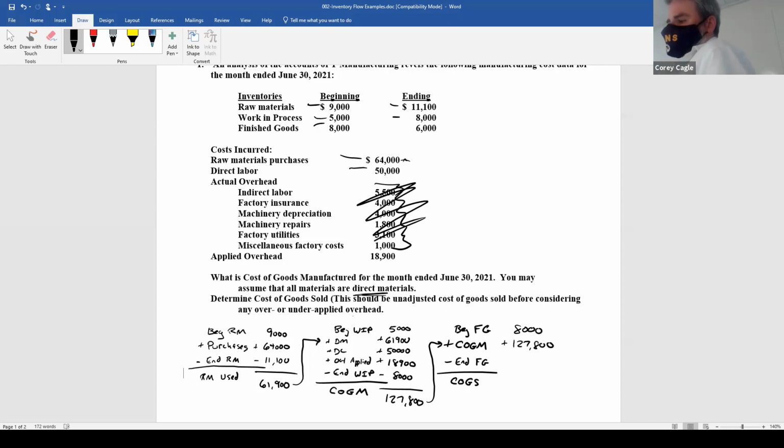Total cost of goods available for sale, if you added those up. Subtract what you didn't sell. And you're left with the cost of the things you did sell. 8,000 plus 127,800 minus 6,000 is 129,800. All right, so real easy, real important. Questions? No questions. That's a problem to work out.